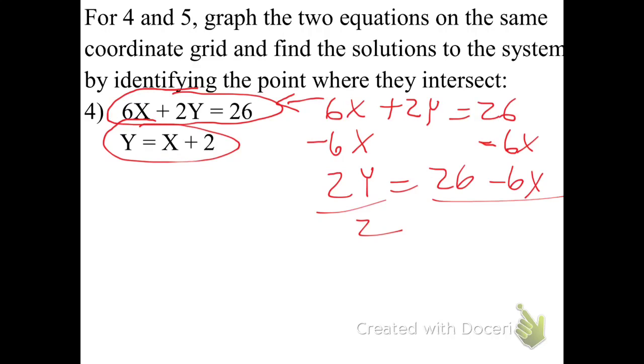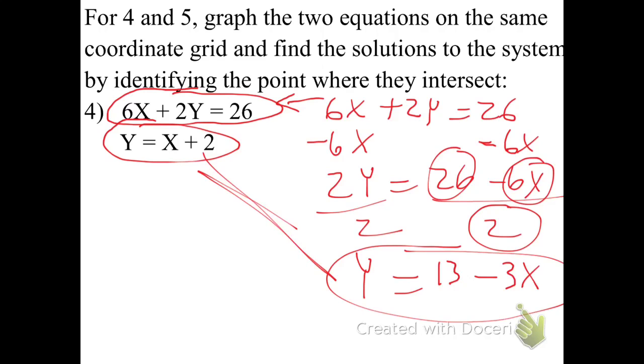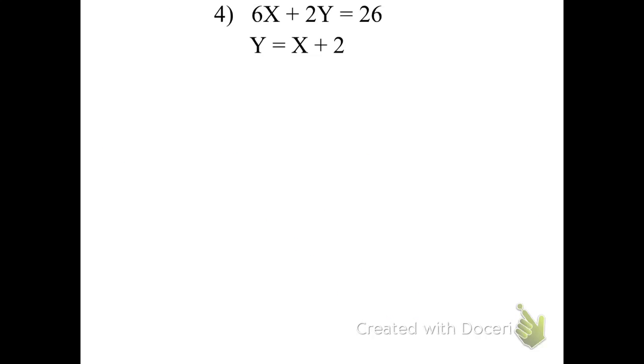Divide by the 2. And remember, if you got something on bottom and multiple things on top, you have to divide each of the items on top by what's on bottom. So 26 divided by 2 is 13. And 6 divided by 2 is 3. And ta-da, here's our two equations right here. So we need to put them on a coordinate plane.